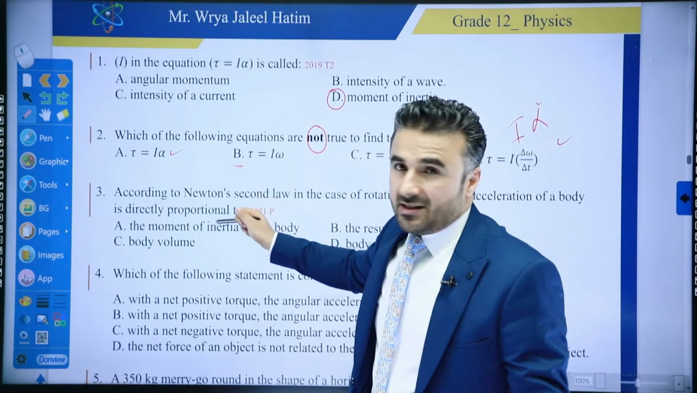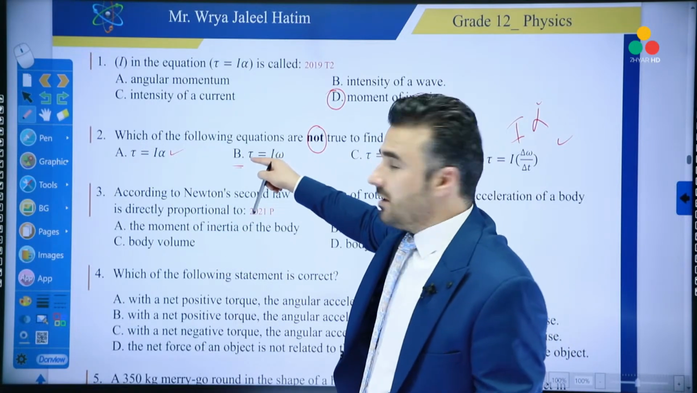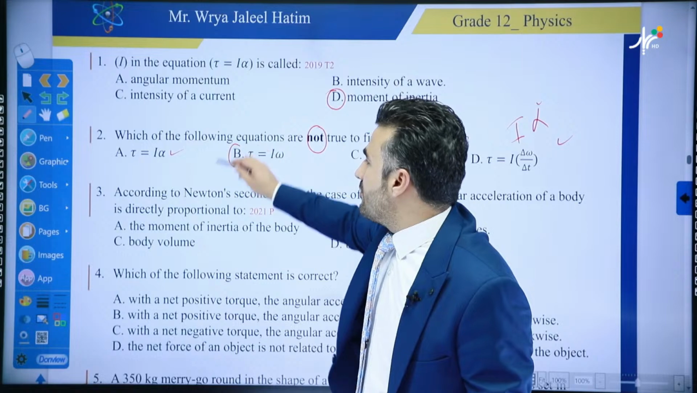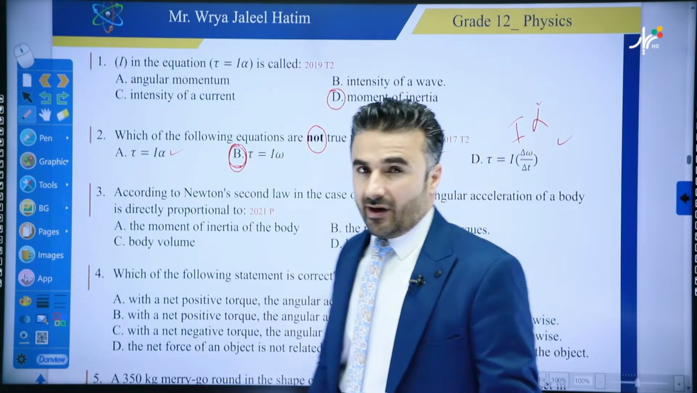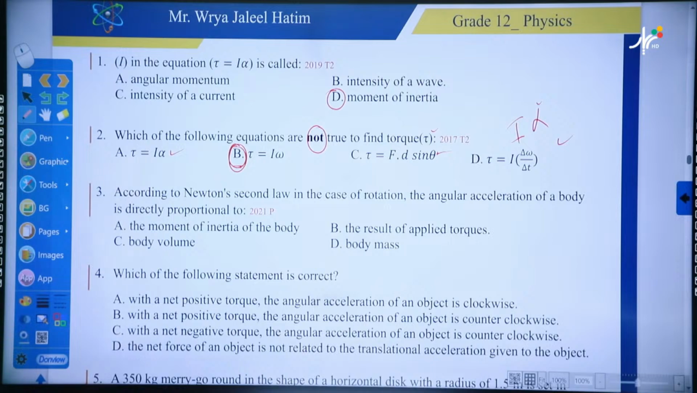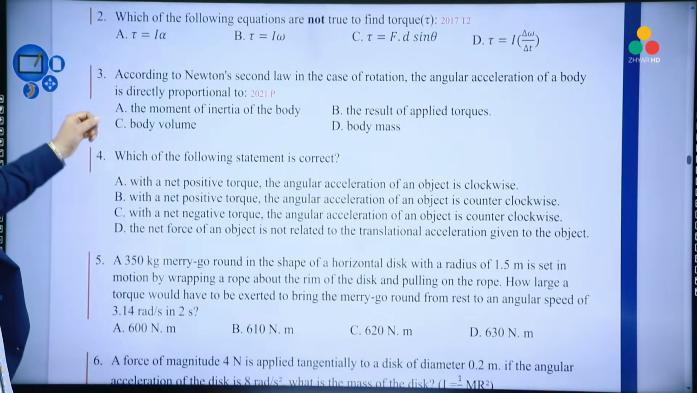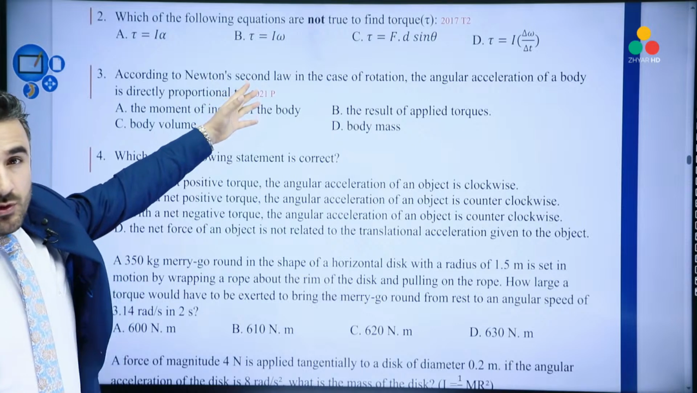So the correct option, the only equation that cannot be used to find the torque, is option B, right? So this is the correct answer, which is not used to find the torque. Okay, now question 3 is from 2021.